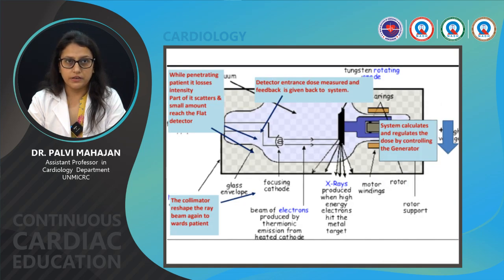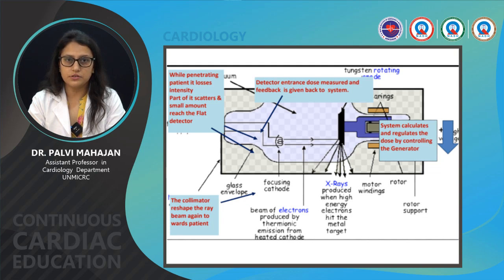While penetrating the patient, the beam loses intensity. Part of it scatters and a small amount reaches the flat detector. The collimator reshapes the X-ray beam again towards the patient. Detector entrance dose is measured and feedback is given back to the system.